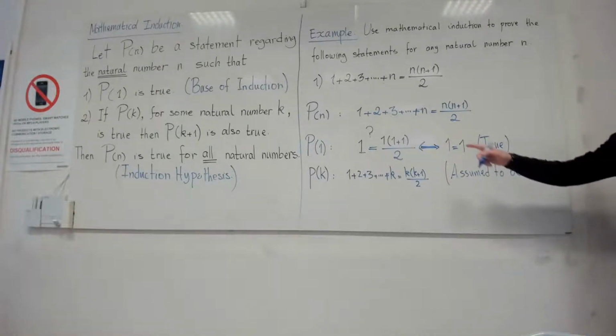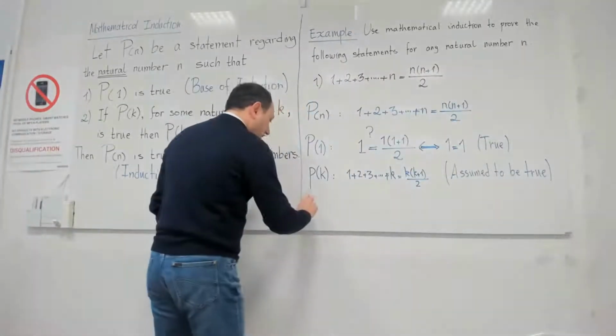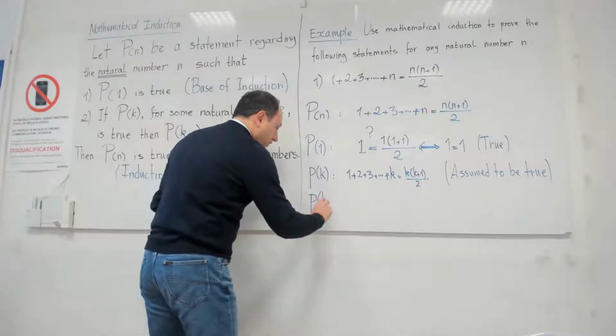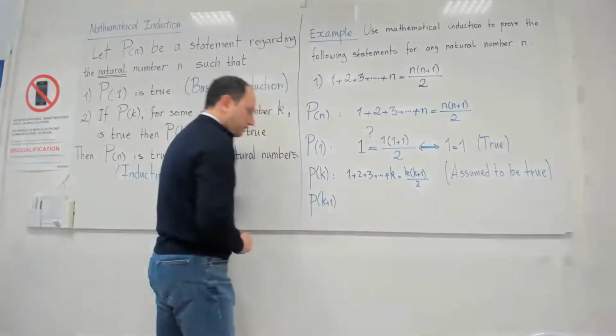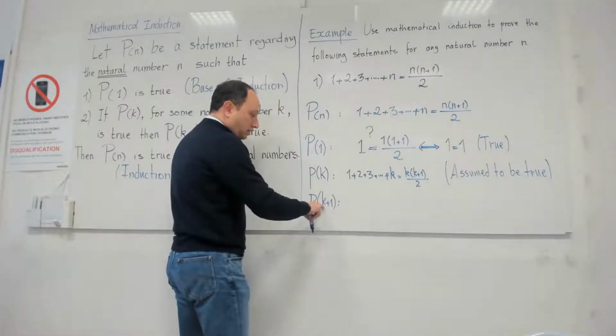Yes, so we assume that this is valid for k. Now what should I do? I need to check the validity for the next one, k plus 1. So how should I write P(k+1)? Now I give you k plus 1.